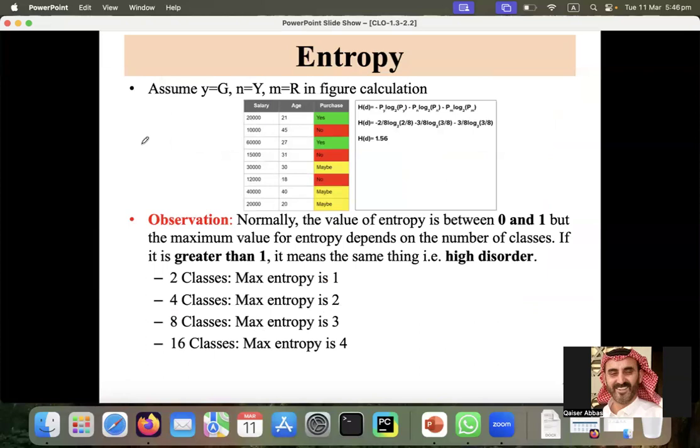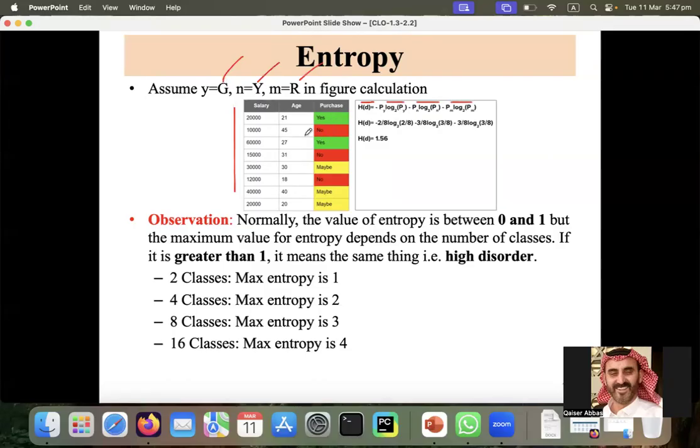Now again for 3 classes. Assume that this is your data set: yes, no, and maybe, so you have 3 classes. You are calculating the entropy for 3 classes, Y, N, and M. Y is equal to green, N is yellow, M is red. For Y, which is green, we calculated 2.